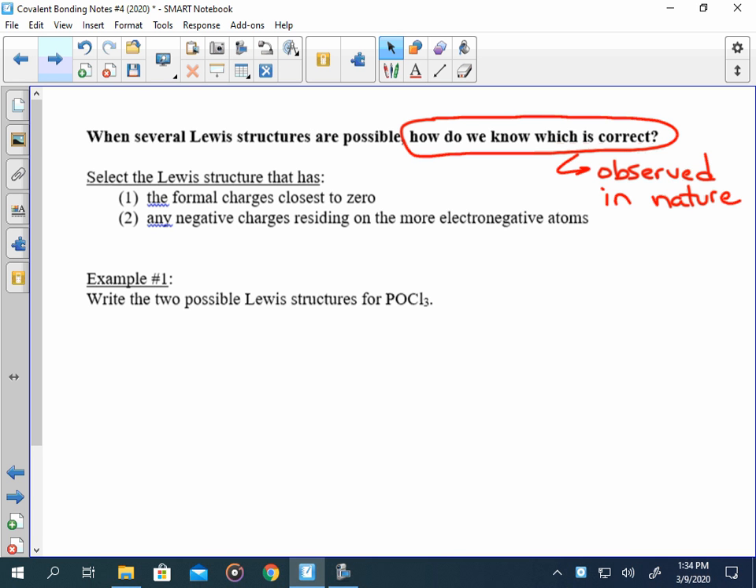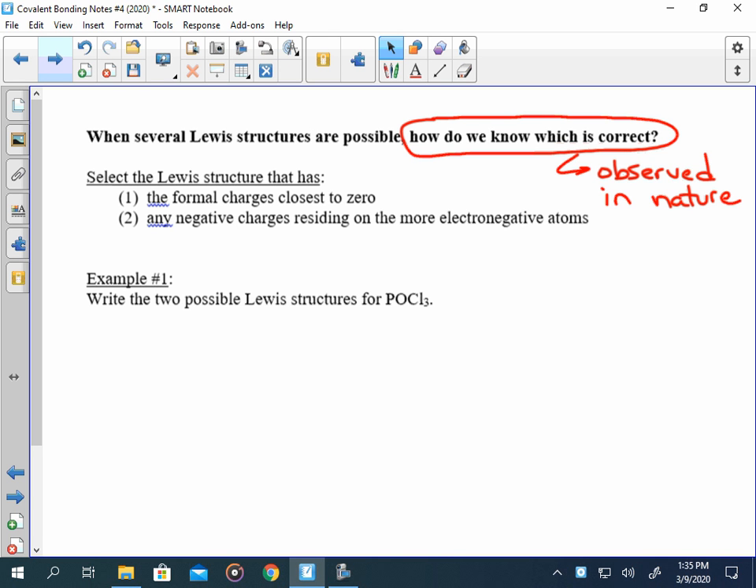Now, the formal charges, we want those to be as close to zero as possible. Now, the formal charges idea was introduced in notes number 1, but it's been a while, so we're going to revisit that. Secondly, if you do have to have negative charges, please make sure it's on the more electronegative atoms. Reminder about electronegativity. We said in notes number 1, fluorine is the king of electronegativity, meaning fluorine and things that are closest physically on the periodic table to fluorine have the highest electronegativity.